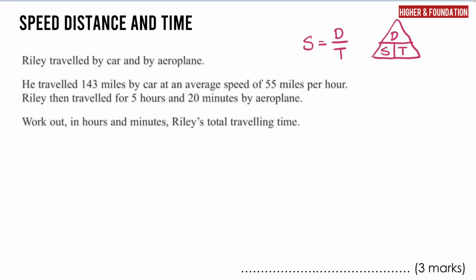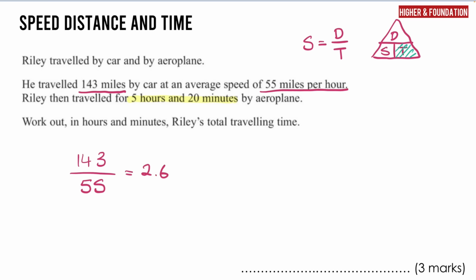So here, we already have his travelling time for the second journey, 5 hours and 20 minutes. We just don't have the time for that first part, but we are told the distance and we are told the speed. So we can work out time. If we cover up the time on our formula triangle, this is distance divided by speed. We just need to watch out, make sure we get this all in the right units. So we've got miles and miles per hour. They're in the same units. So the distance of 143, we can divide by the speed of 55. And if we do 143 divided by 55, it gives us a fraction, 13 over 5, or 2.6.